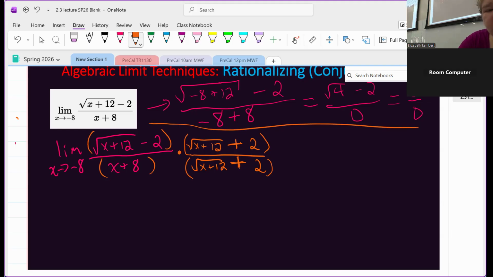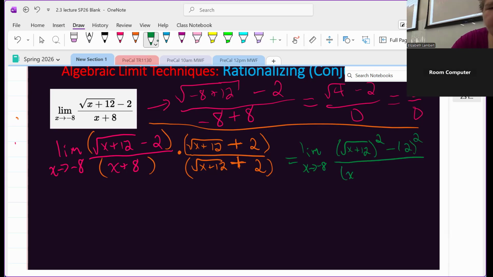So on top, we're going to FOIL that out. But whenever we're multiplying conjugates, you remember how before we had the minus 3 square roots of 2 and the plus 3 square roots of 2 and they canceled out? That always happens with conjugates. The inside and the outside terms always go away. So as long as we're remembering that that cancellation will happen, on top, this will just be, still with the limit, the square root of x plus 12 squared minus 2 squared.